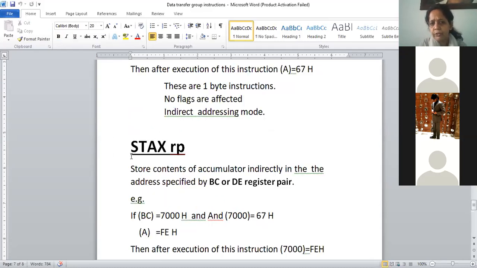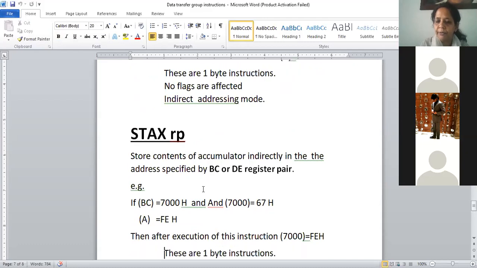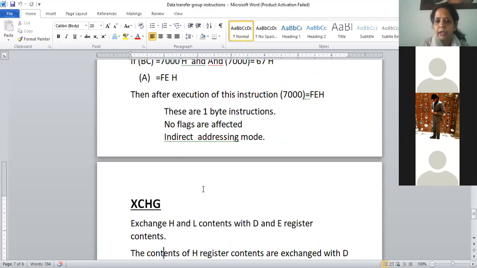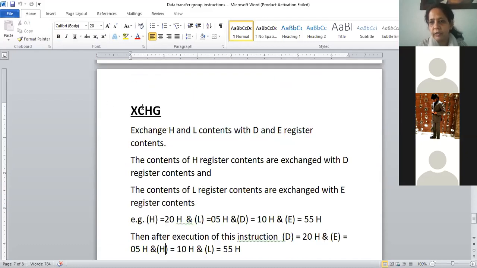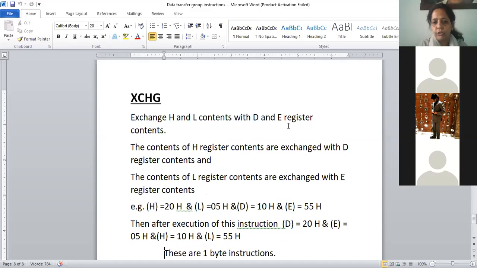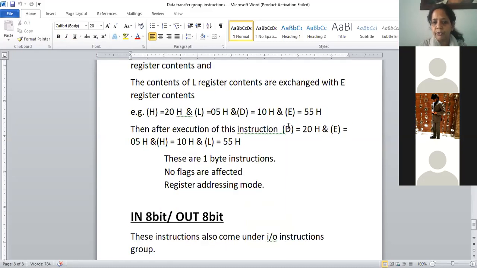Exactly the opposite is your STAX instruction. Accumulator contents will be transferred indirectly into the address which is specified by the BC or DE register pair. Then we had seen the exchange instruction. It just exchanges the contents of HL with DE. It cannot exchange the contents of BC and DE, or HL and BC. You have only one option, HL and DE contents are exchanged. So these were our data transfer group instructions.